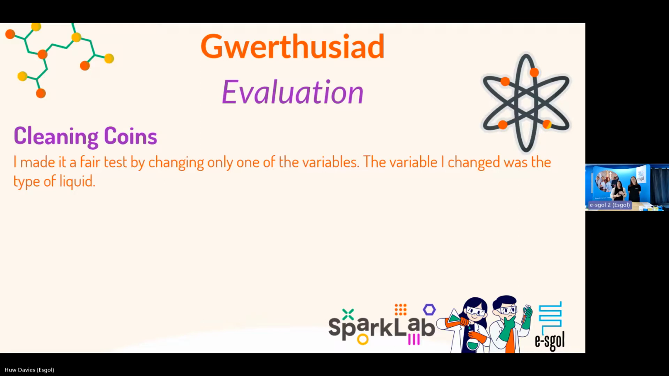So start with something good. I made it a fair test by only changing one of the variables. So we only changed the liquids. Now, it doesn't matter if we think that actually some might have changed by accident. That's what we come to later on in our evaluation, okay?